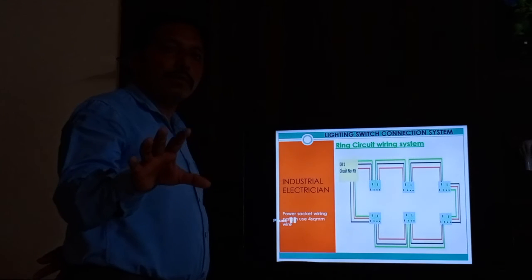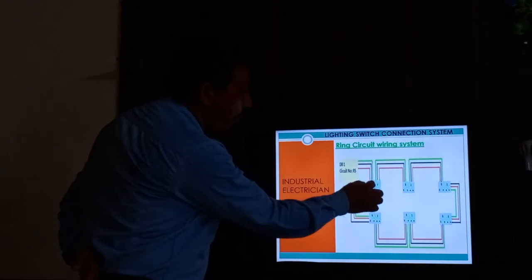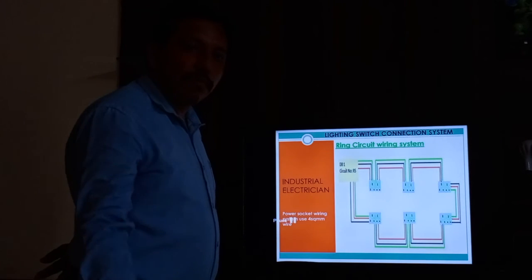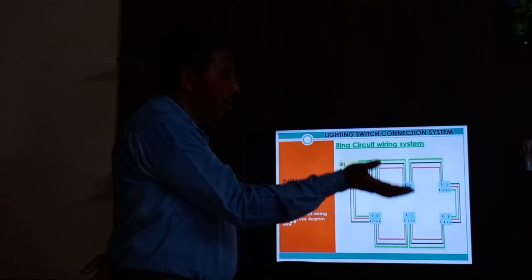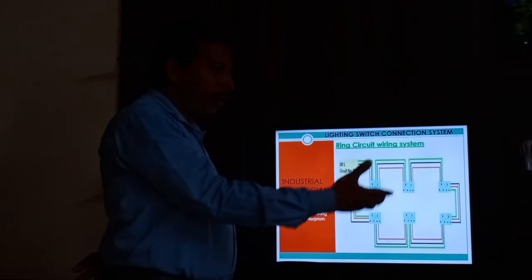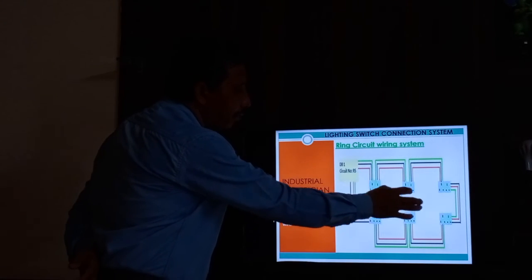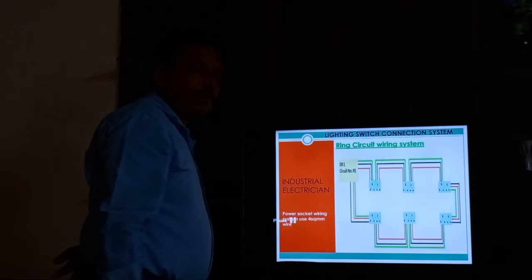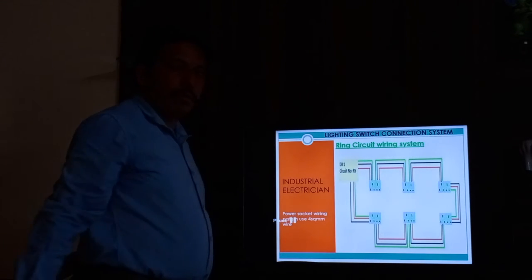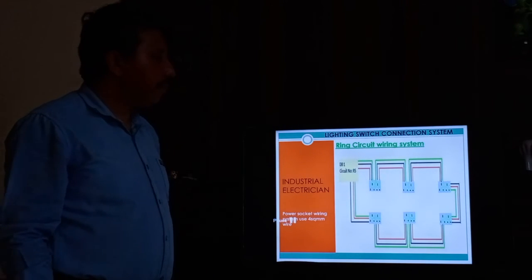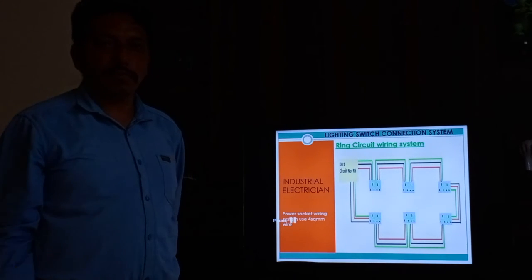Ring circuit is only used for power sockets. Inside the power socket plug we can use any type of device: a computer, mobile chargers, an iron, or a motor supply. So we can use any items in this device, and so we can make the ring circuit. But for lighting wiring, we give it only for lights, and it does not touch another system.